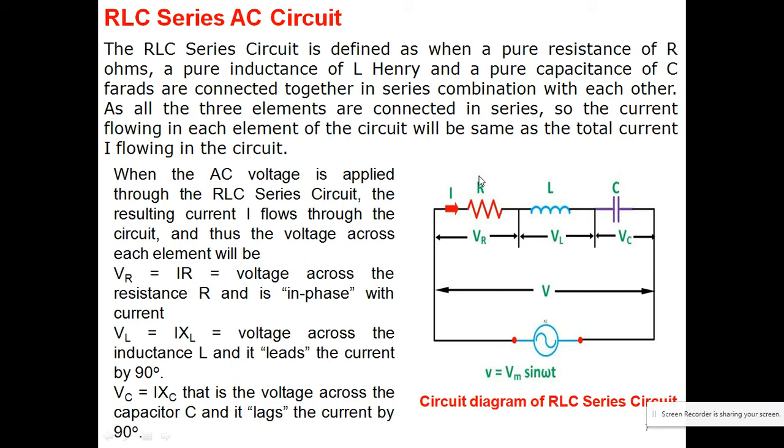If I look at the voltage drops, VR equals IR, the voltage across the resistance, and it is in phase with the current. VL equals IXL, the voltage across the inductance L, and it leads the current by 90 degrees. We already saw this when we discussed the pure inductive circuit. And in this circuit, VC equals IXC, the voltage across the capacitor, and it lags the current by 90 degrees. We have seen this also.